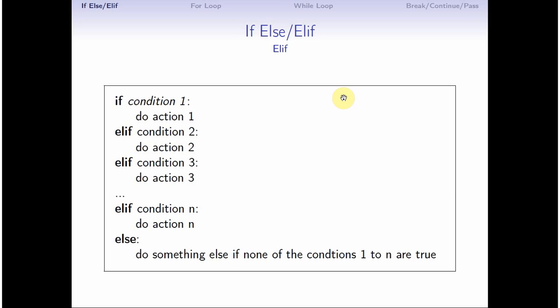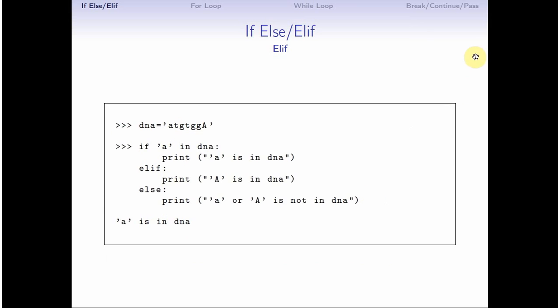In general, this looks like this. If condition 1 is satisfied, do action 1. Elif condition 2 is satisfied, do action 2. Elif condition 3 is satisfied, do action 3. All the way until the end, if none of the conditions 1 to n are true, else you will do something else. So here is an example.